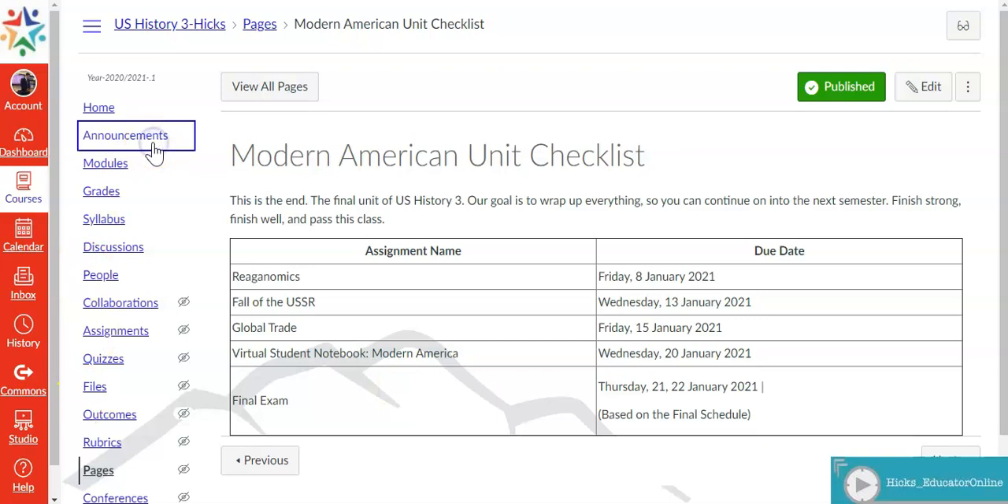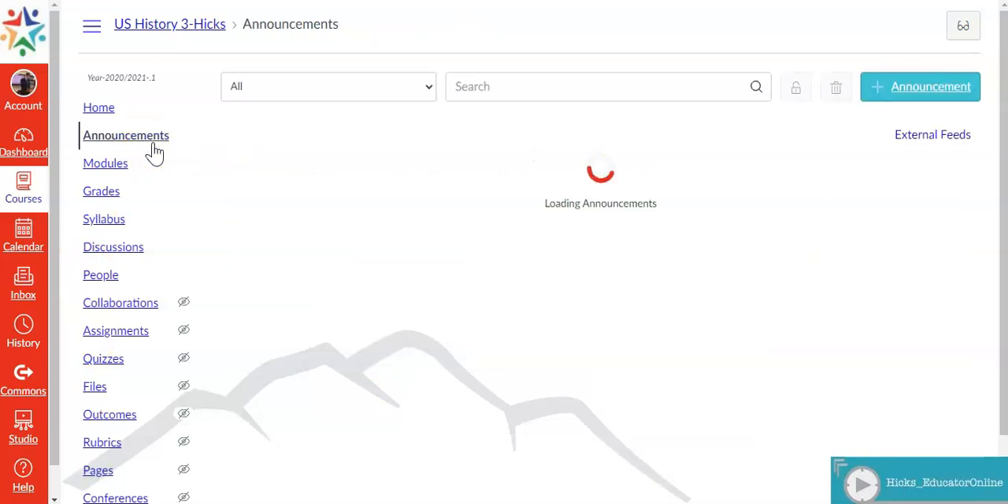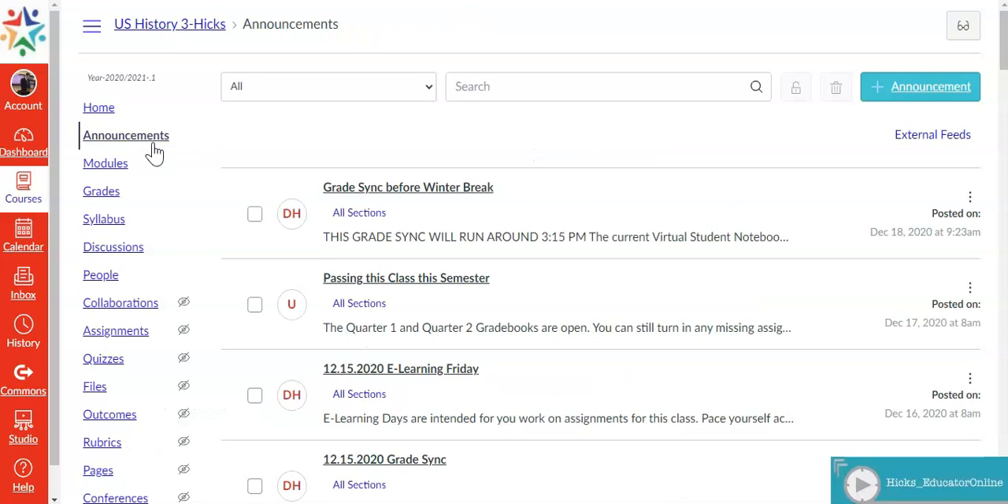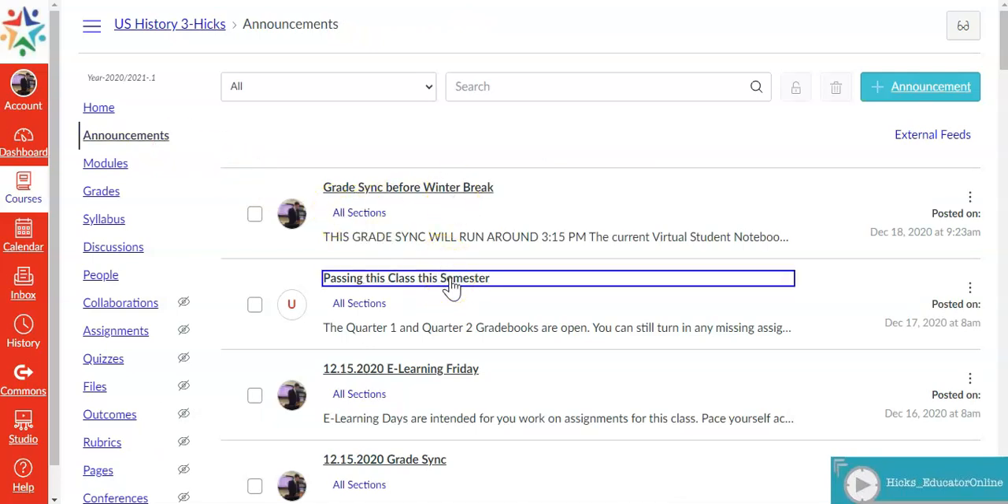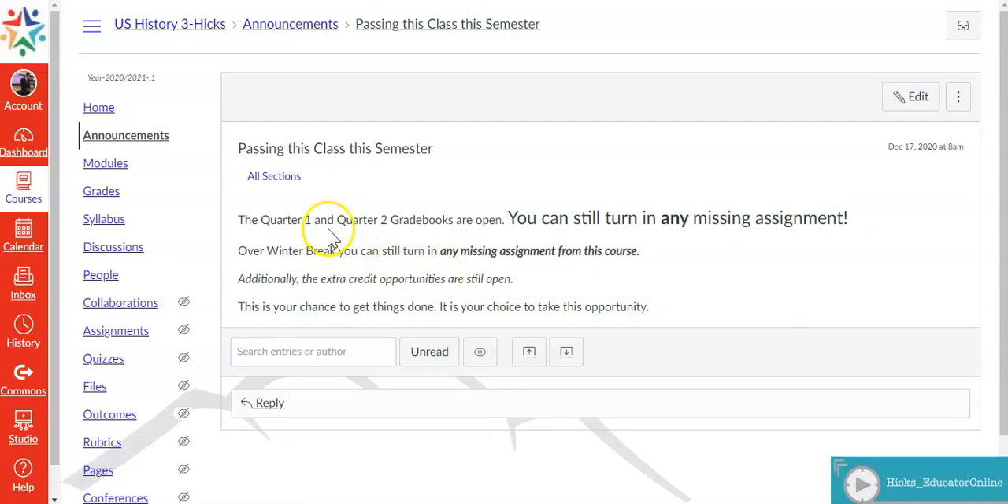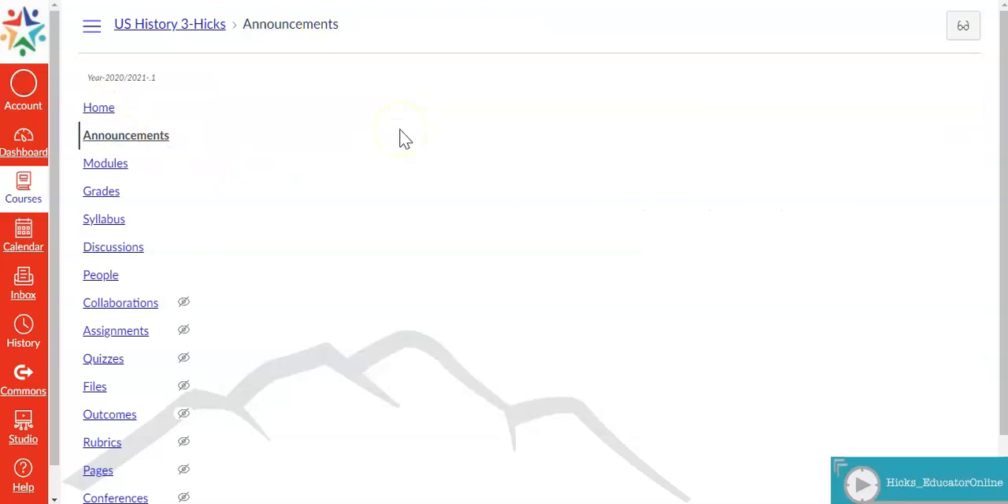Let's see here. Going over into announcements, I just want to cover a few things from there. Do note that you can turn in quarter 1 and quarter 2 assignments. They are open. Additional details are provided elsewhere as to how long they're open, but do keep in mind that when the semester ends, time runs out. And the goal of this class is to, well, complete it.